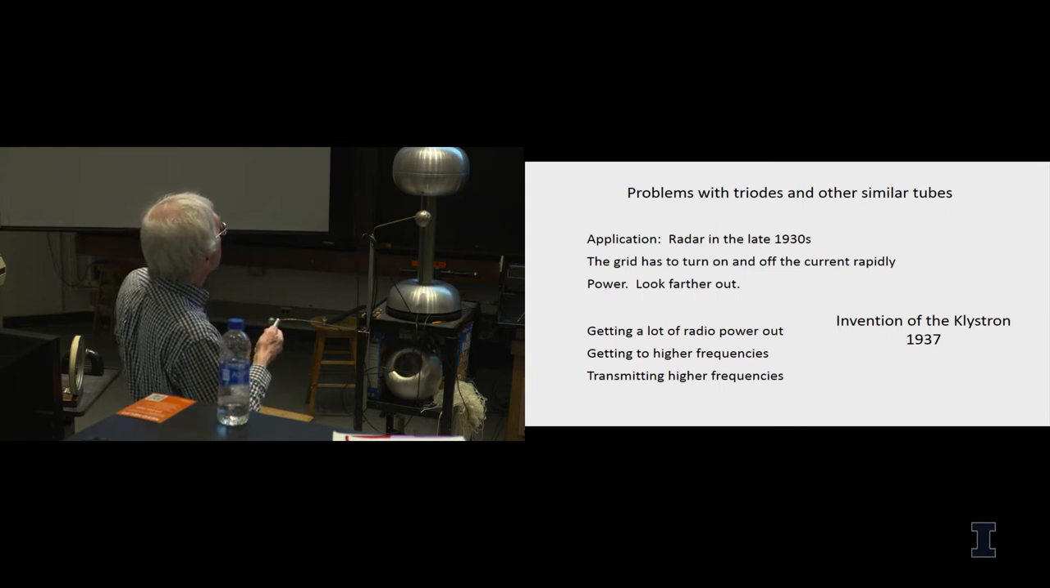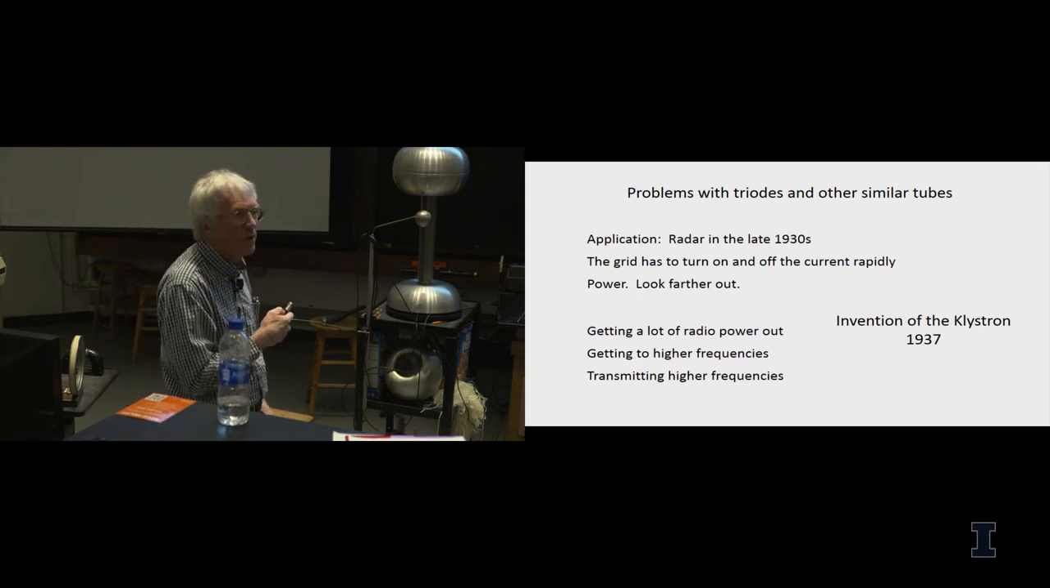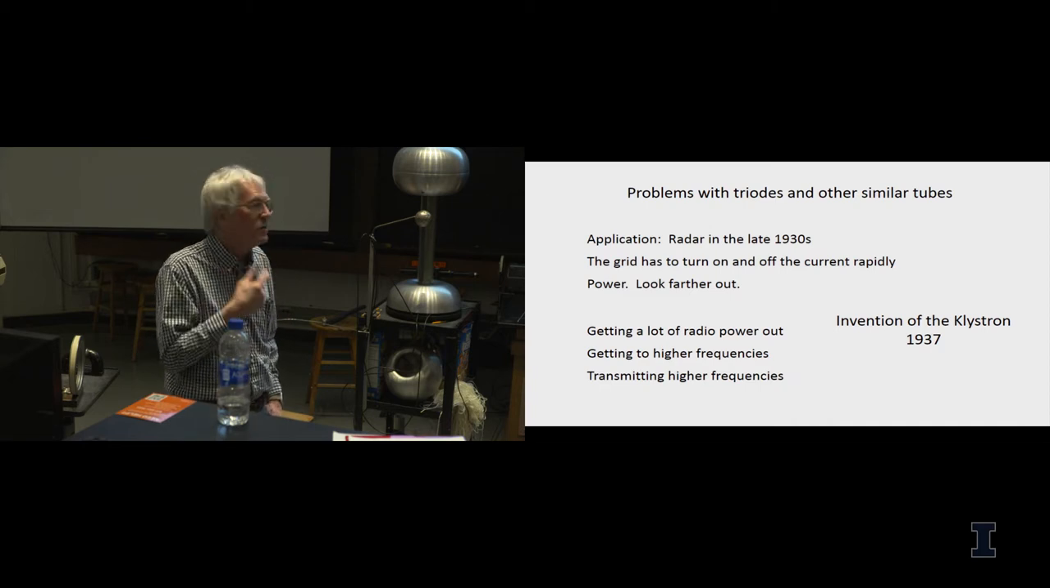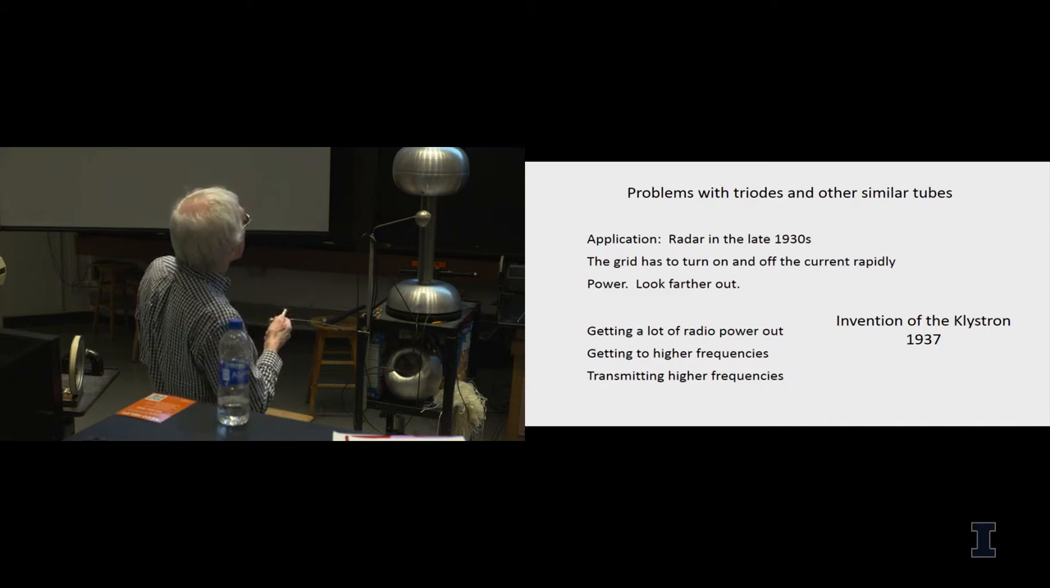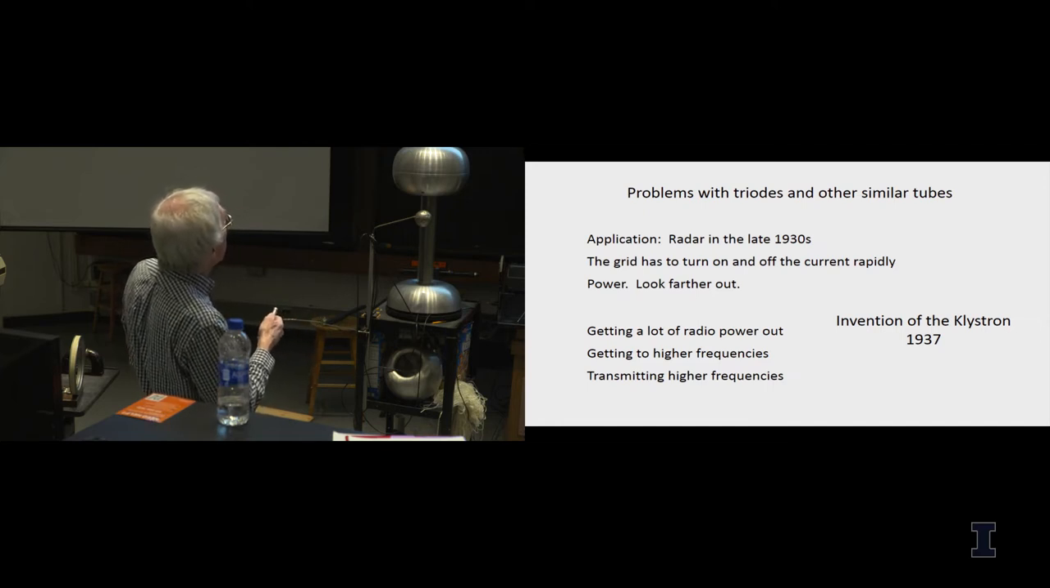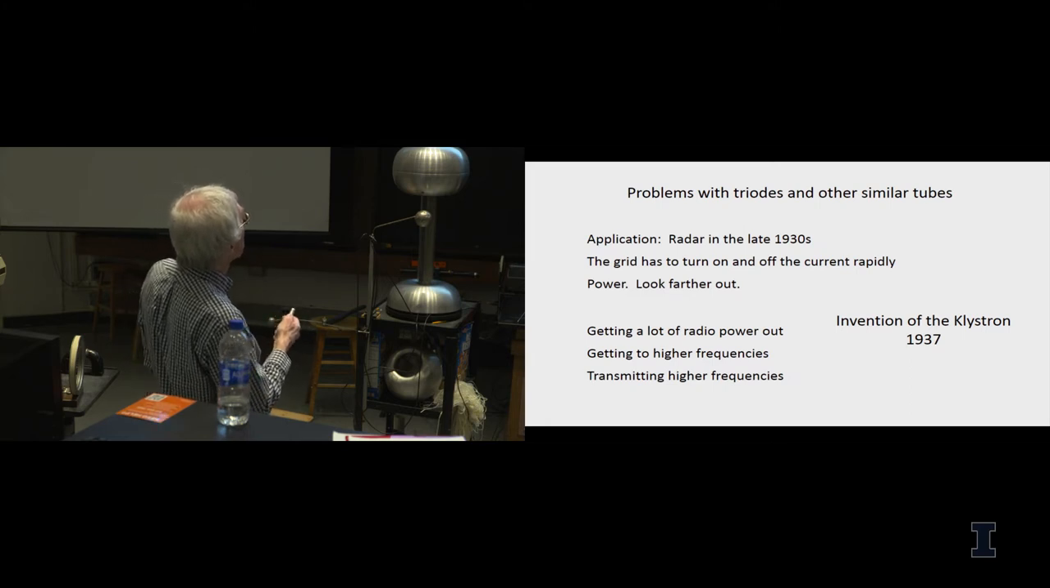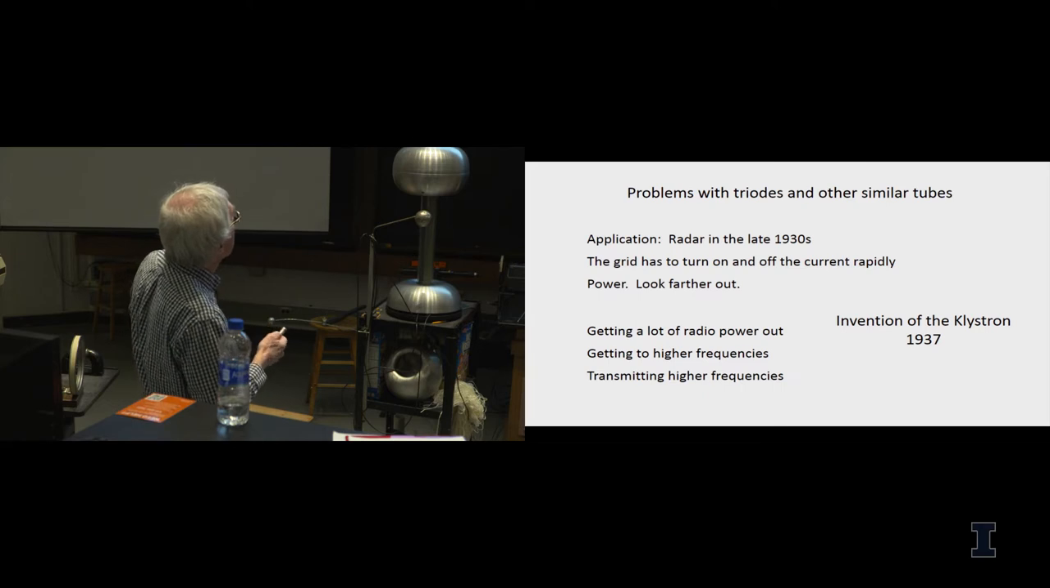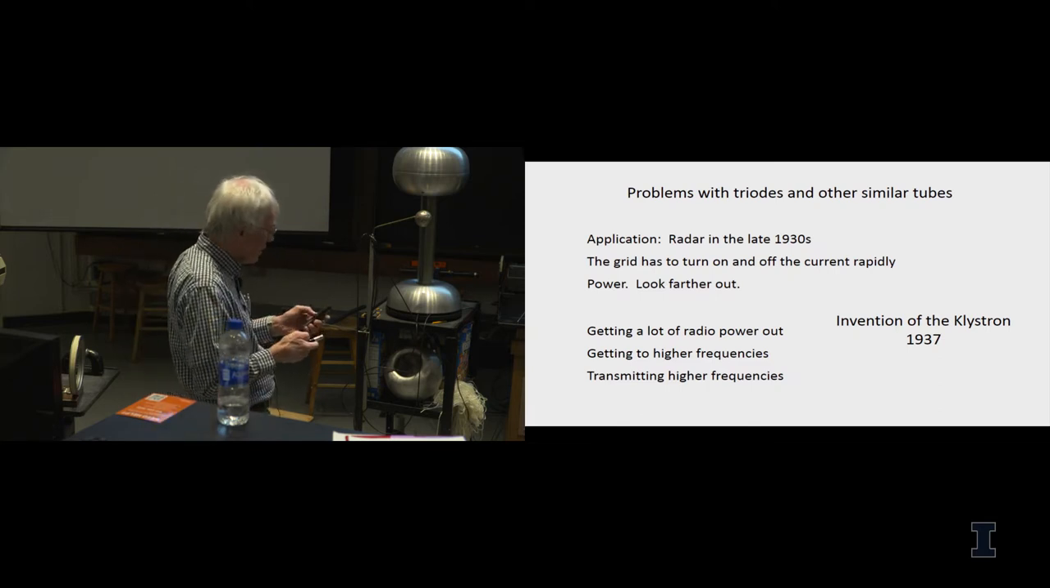For the vacuum triode, the grid, which had to turn the current on and off very rapidly, wasn't a very good way of doing this. It took a lot of power, and a lot of voltage. What you wanted was a lot of power, so you needed this to happen fast and be able to handle a large current in that tube in order to look farther out. So there was some clever thinking by the people I'm going to show you in the next slide, who invented a new device that let them get a lot of power out, go to much higher frequencies, and also transmit at higher frequencies.